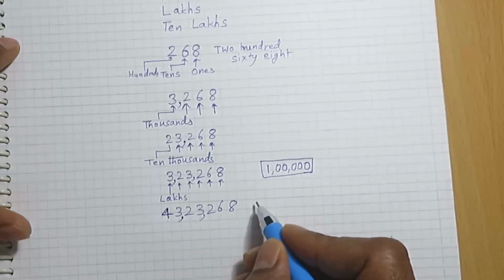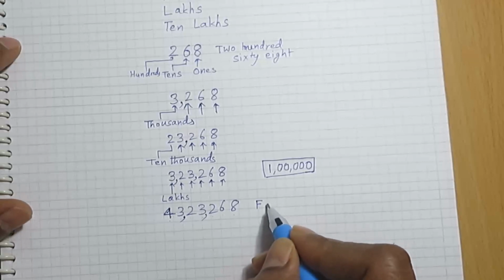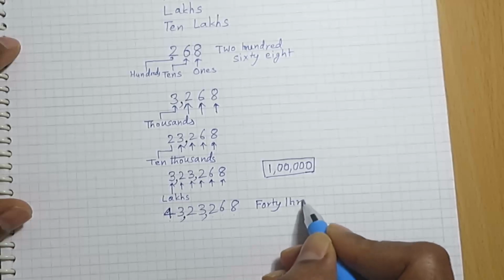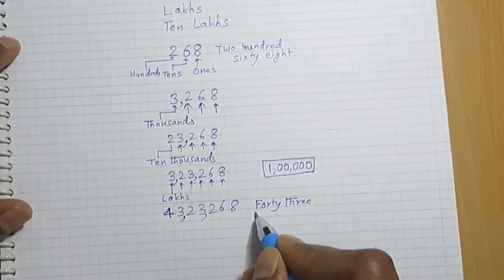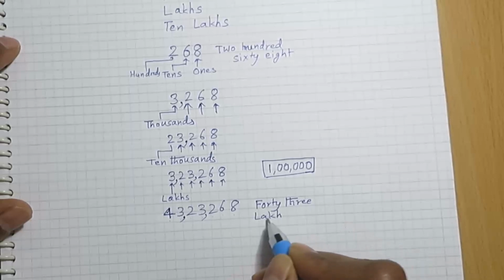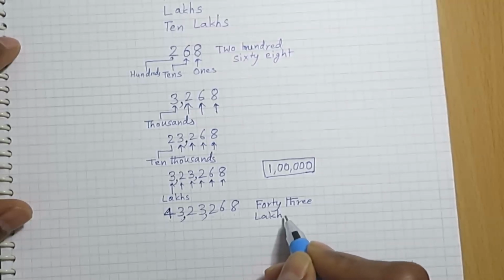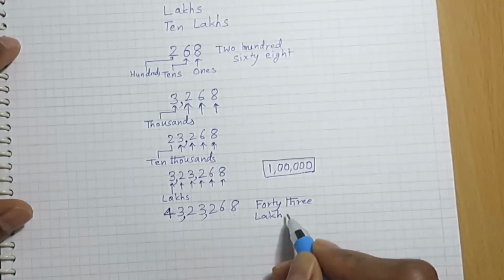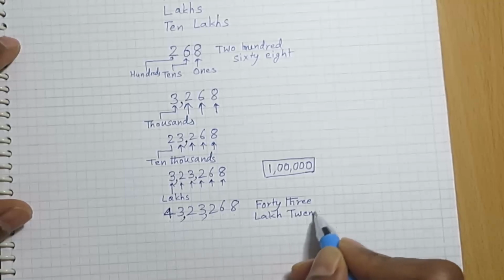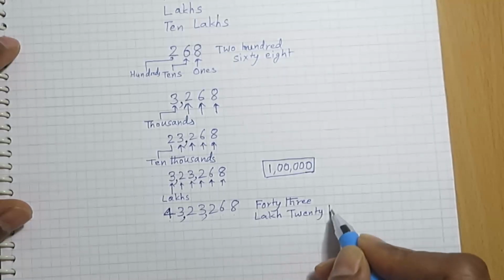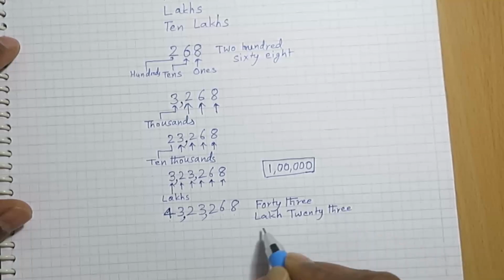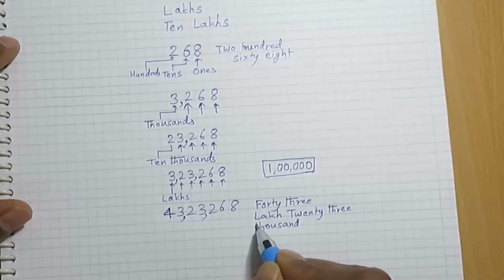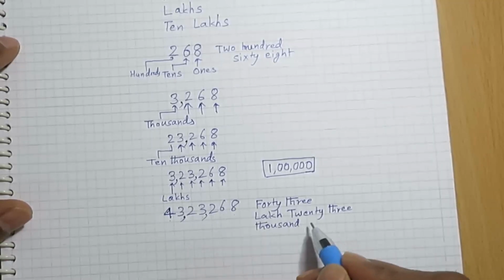In the Indian system we will call it 43 lakh 23 thousand 268. Here we will write lakh, not lakhs. 43 lakh 23,000 268.